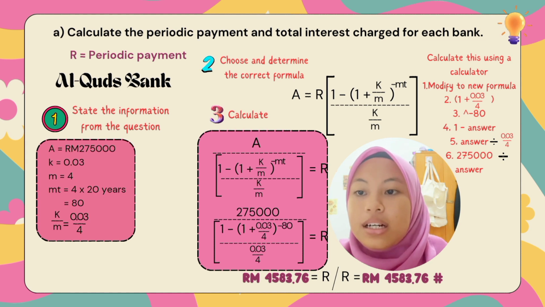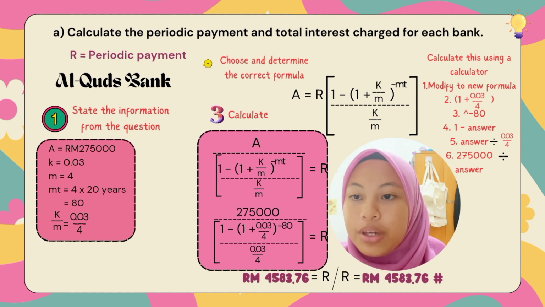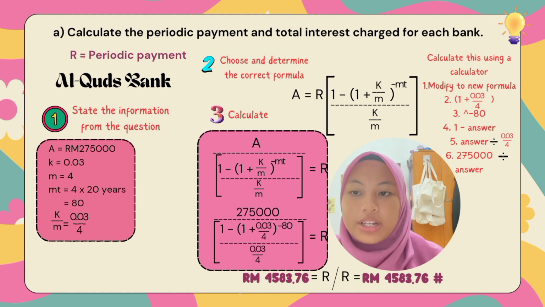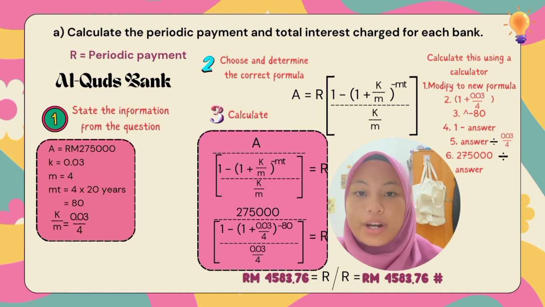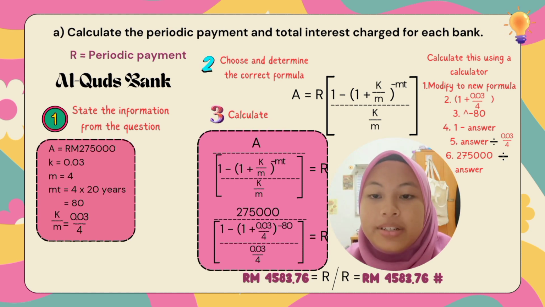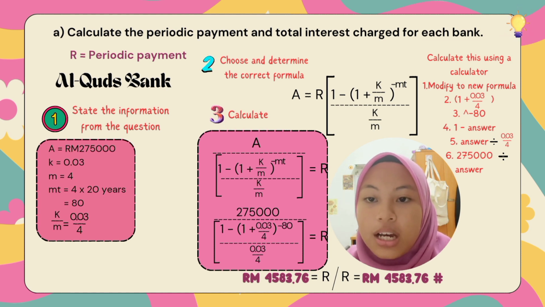First, we use the present value formula. So the formula is A equal to R, open the big bracket, 1 minus, open bracket, 1 plus k over m, close the bracket, to the power of negative mt, divide by k over m, close the big bracket. So it means A divided by the big bracket, 1 minus, open bracket, 1 plus k over m, close the bracket, to the power of negative mt divided by k over m, close the big bracket, equals R.